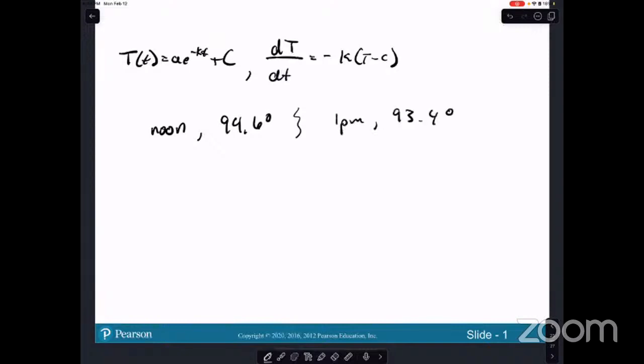So now the one that I want to start with is the exponential decay function that they have, right? So we'll let noon be time 0. So the initial temperature, A e to the, so if the time, that's what we're going to let be our time 0. So that temperature was 94.6 degrees, all right?